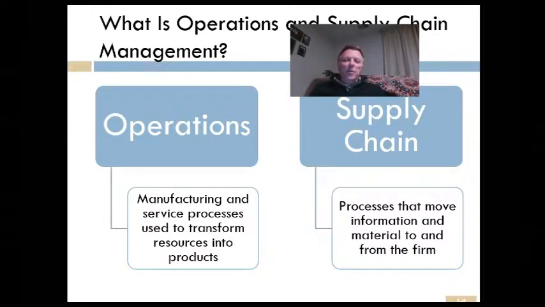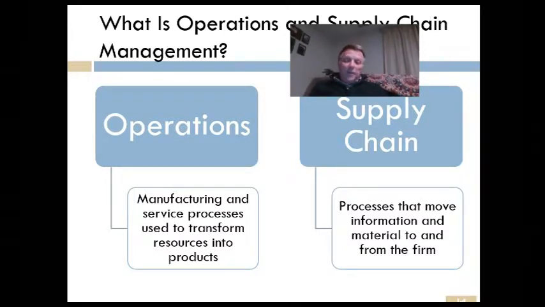Some of the differences between operations and supply chain management, and by the way, in terms of nomenclature, the course text uses the acronym OSCM for operations and supply chain management. And in the course, it's actually Production and Operations Management. It's the name of the course. So you'll see those terms, OSCM for Operations and Supply Chain Management, interchange quite frequently with Production and Operations Management. So it's just a difference between the name of the course text and the name of the course.